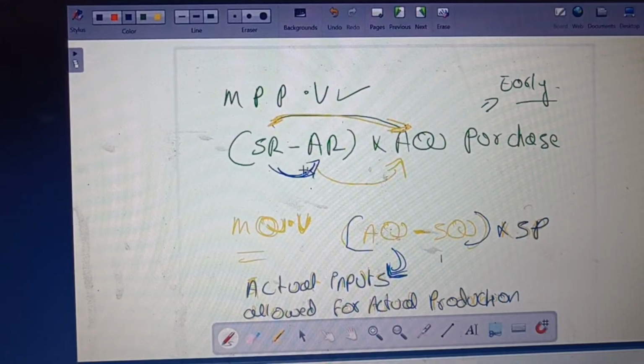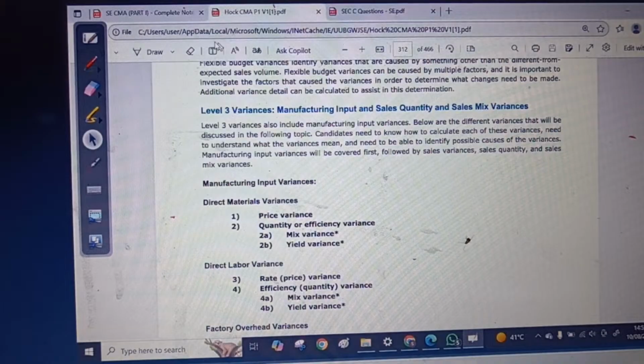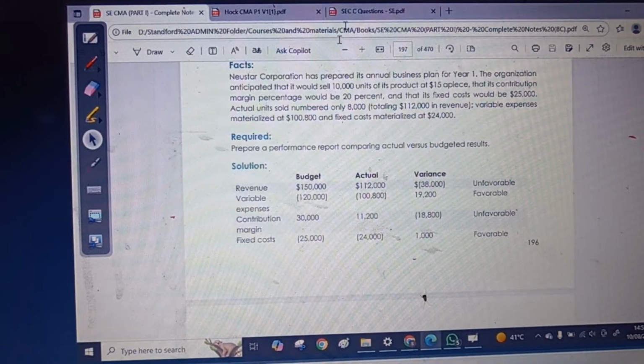We are not comparing actual quantity. We are actually comparing rates in price variance. In quantity variance, we are comparing quantity of inputs used. Are you getting it? That's the logic behind this formula. Let's get back to the question. You solve questions, it makes it easy for you.